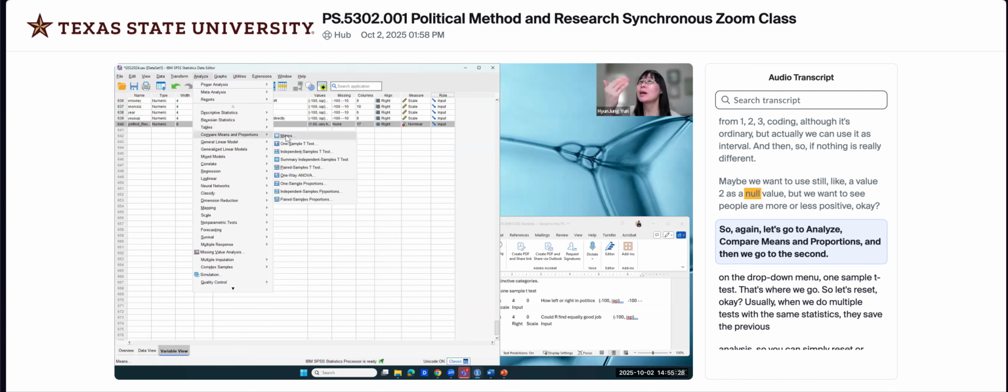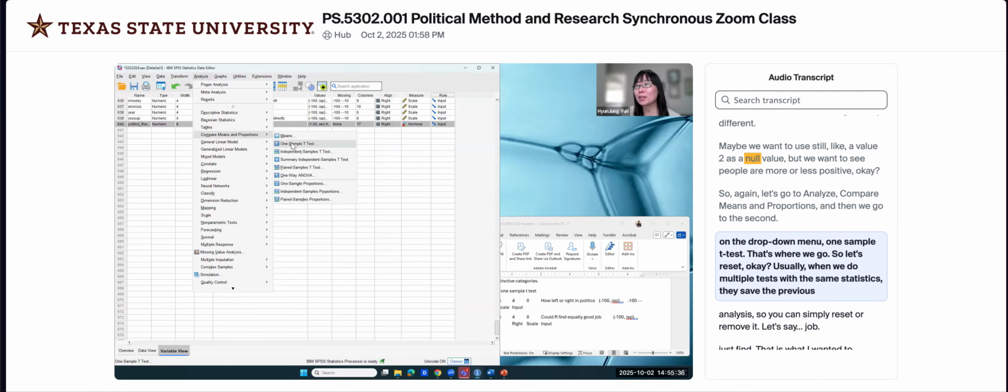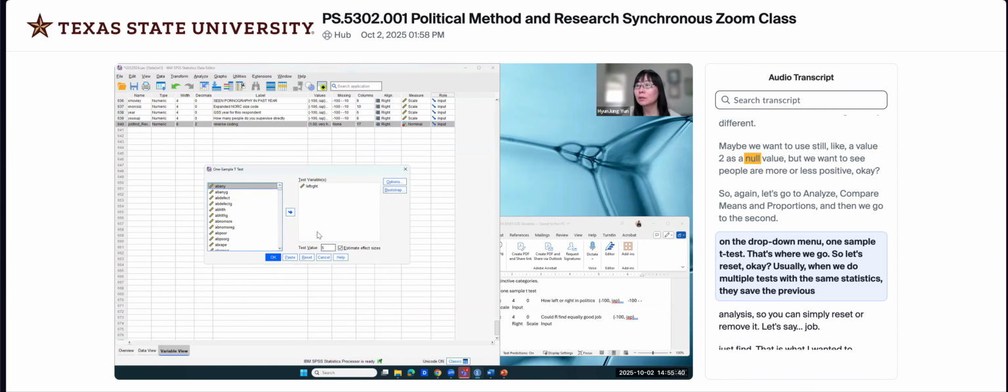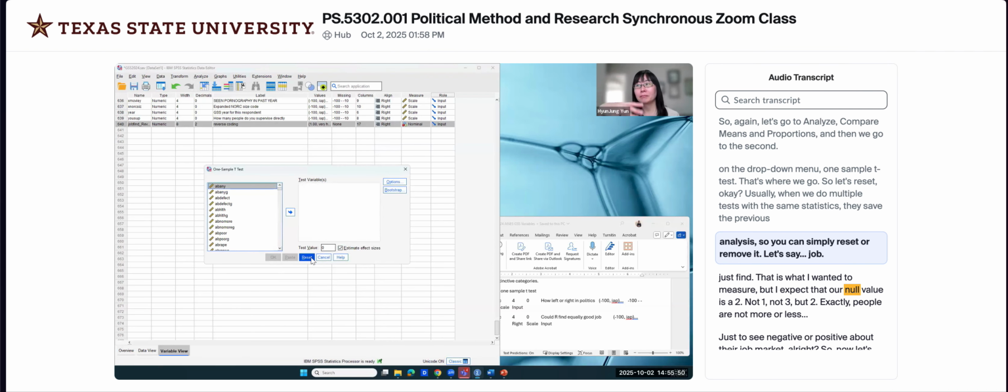So again, let's go to Analyze, Compare Means and Proportions, and then we go to the second on the drop down menu, One Sample T-Test. That's where we go. So let's reset. Usually when we do multiple tests with the same statistics, they save the previous analysis. So you can simply reset or remove it.